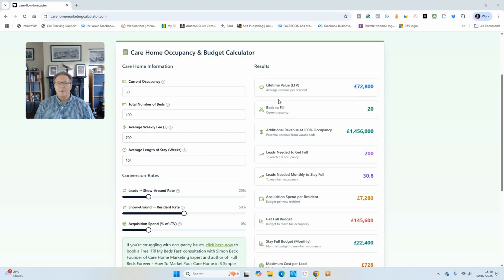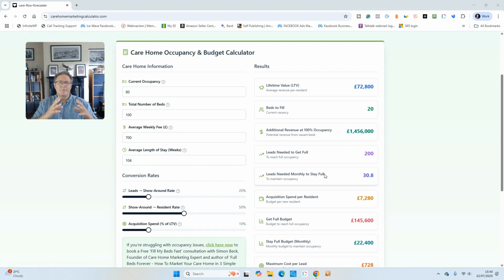Okay. Then we've got the number of beds to fill. We've got the additional revenue that will be generated once we get to 100% occupancy. We've got the leads that are needed to get full, and then the leads that need to stay full. And there's a big difference there. So what you need to appreciate is if you have an occupancy problem, you first have to get to full, and then you've also got to stay full.